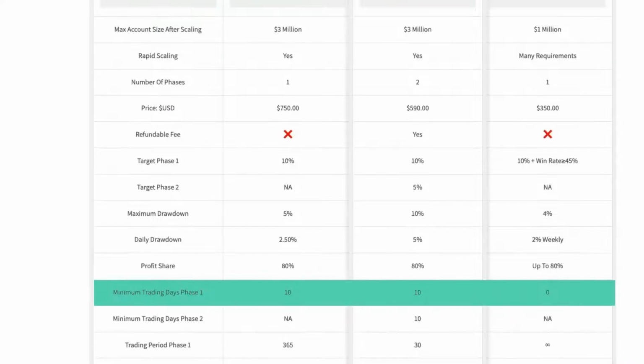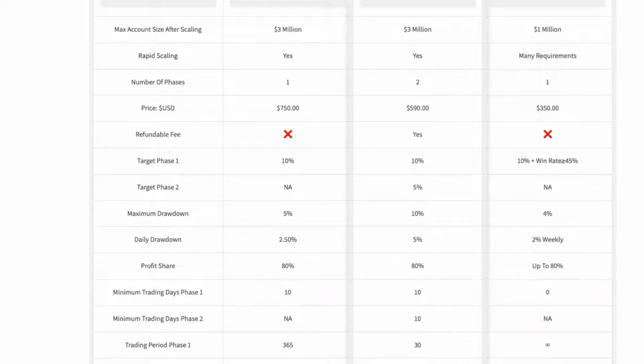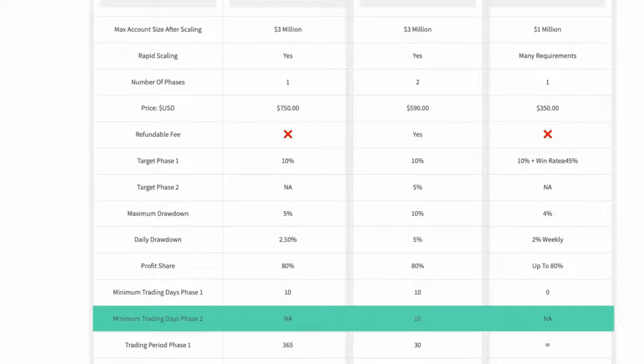The minimum trading days for phase 1 is minimum 10 days for Traders with Edge. There's no minimum trading days at T4T Capital. Minimum trading days for phase 2 is not applicable for the Turtle or T4T Capital. There is 10 minimum trading days that you need to make for phase 2 on the Hare account.